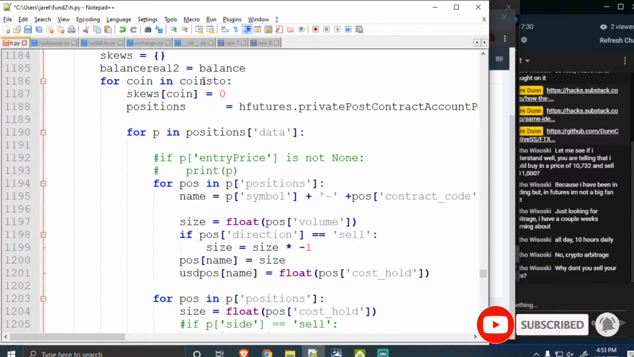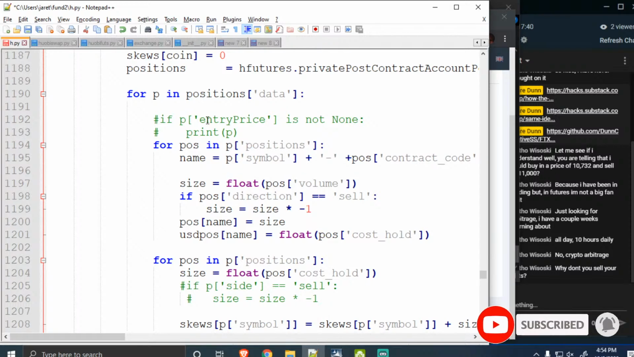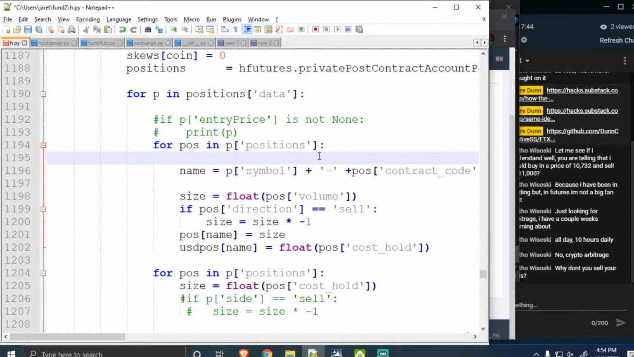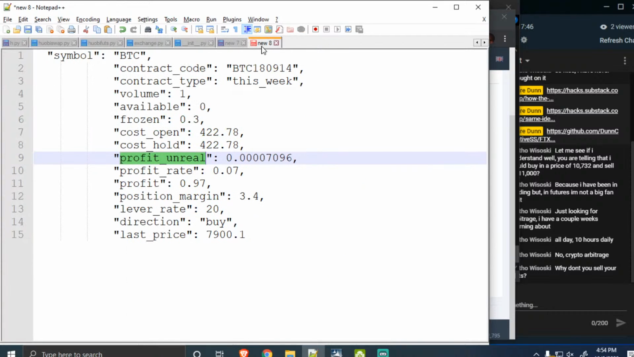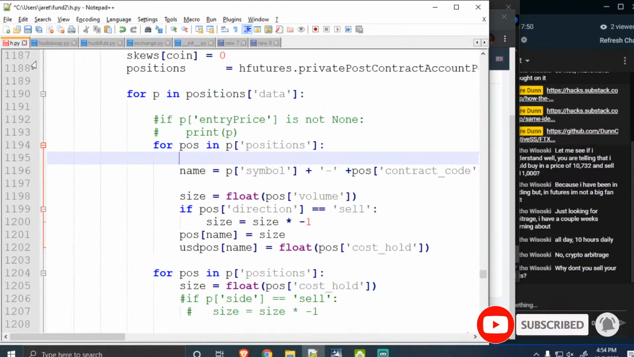My balance is my starting US dollar tether balance. I should have about 400 bucks in there right now to play with. And what we're going to do is, for every position, we're going to hope that these two, profit unreal and profit, are either negative or positive, based on if they're positive or negative.